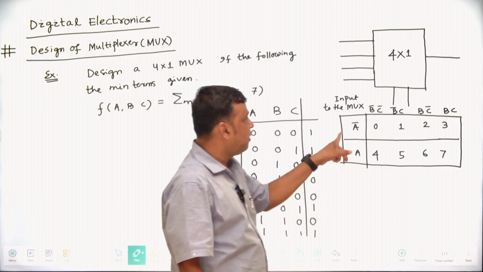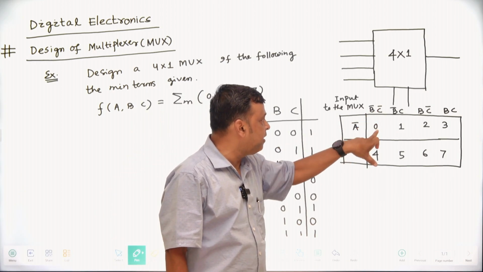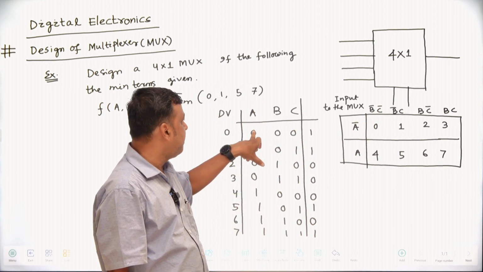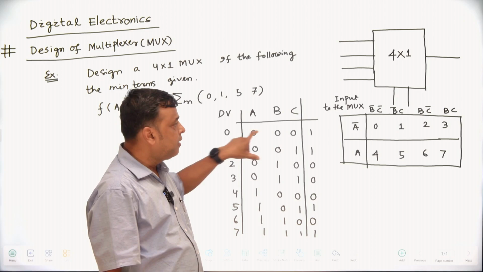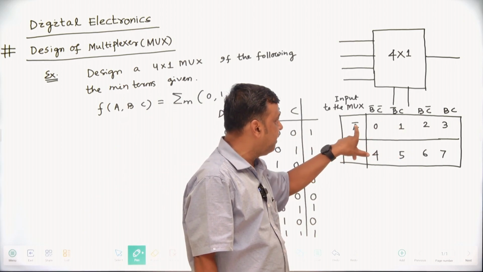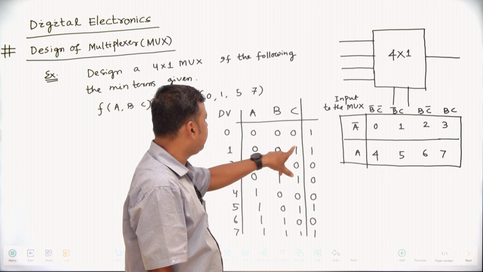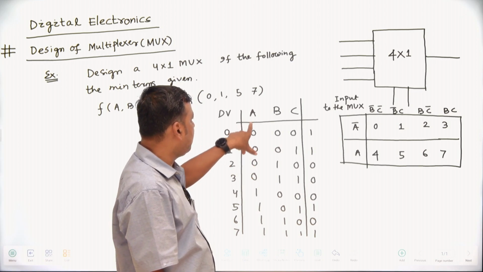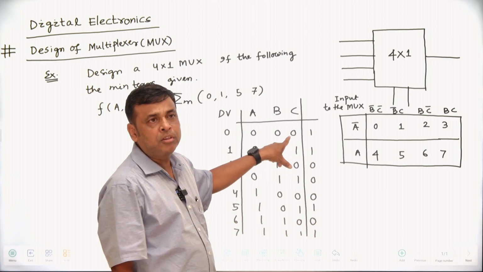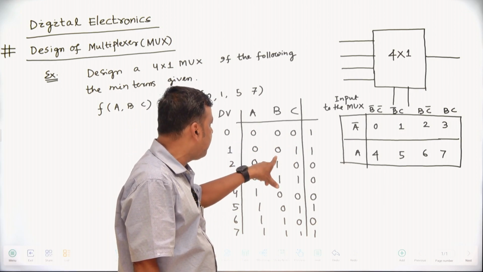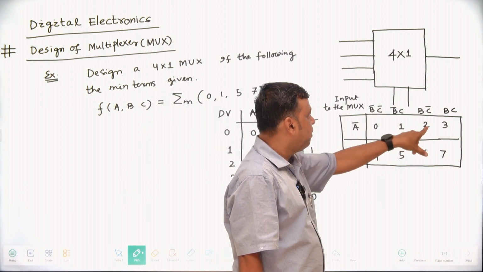Look at this, whether your table is satisfied or not. A bar, B bar, C bar: is it 0 or not? Here 0. Similarly, you can check A bar, B bar, C. Look at this: A bar, B bar, C. A minterm is nothing but a product term, A bar into B bar into C. The value is 1, you can check it.